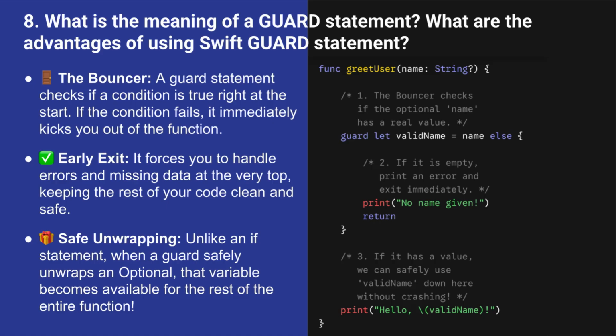We have a function called greetUser that takes an optional name. In step 1, our bouncer uses guard let to check if that optional name has a real value. Moving to step 2, if it is completely empty, it prints an error and uses the return keyword to exit immediately. Finally, in step 3, if it does have a value, we can safely use that unwrapped valid name variable down below without our app crashing.